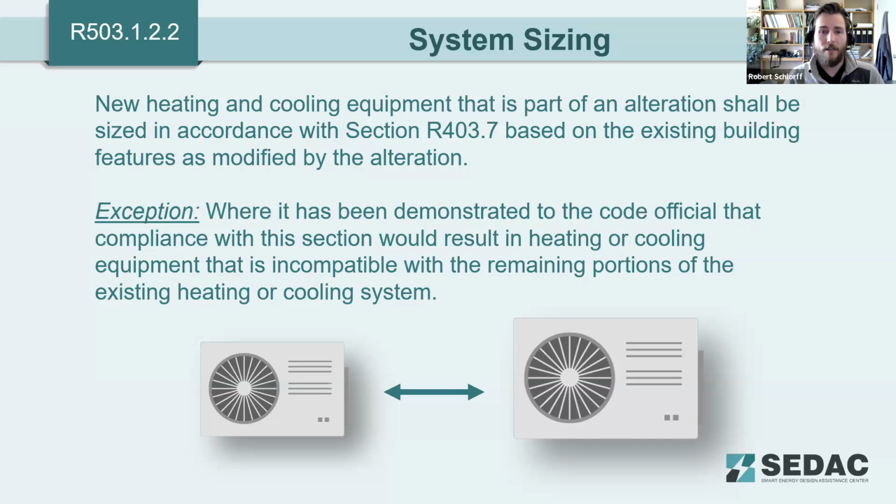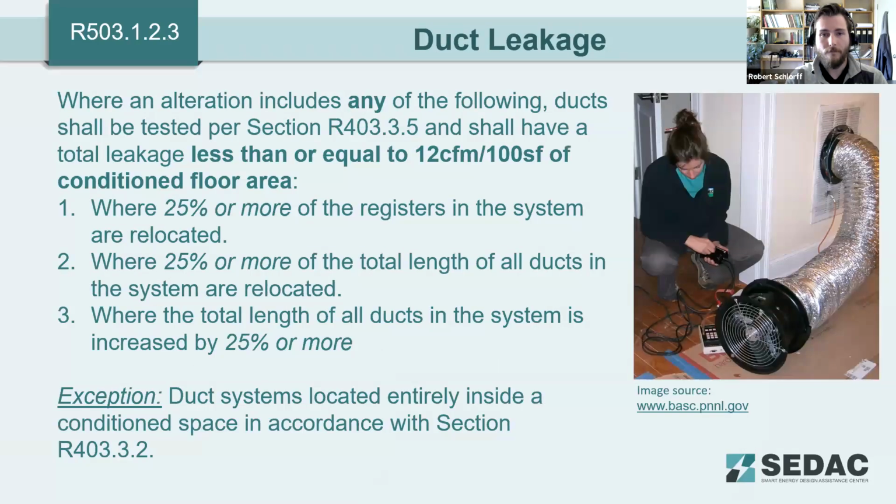There is an exception here. If you can demonstrate to the code official that compliance with this section would result in heating or cooling equipment that's incompatible with the rest of the building, then we won't follow this section. We don't want to cause any further problems to the existing building than there already are, obviously.